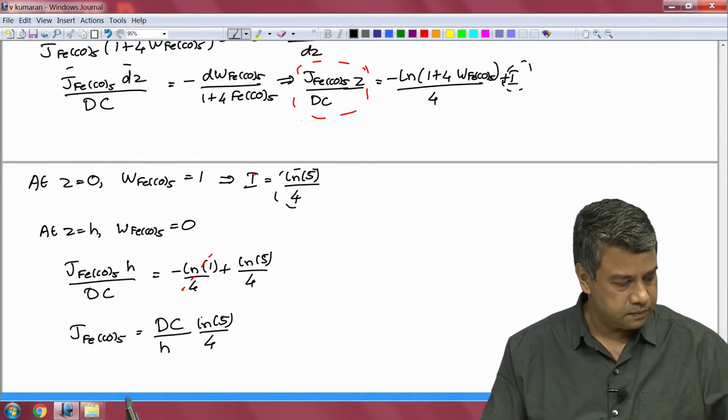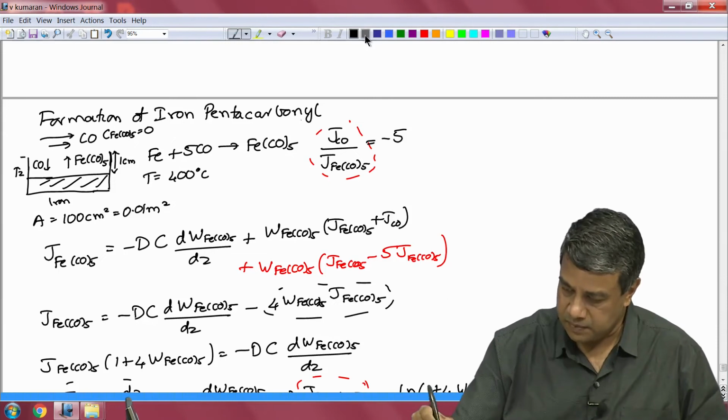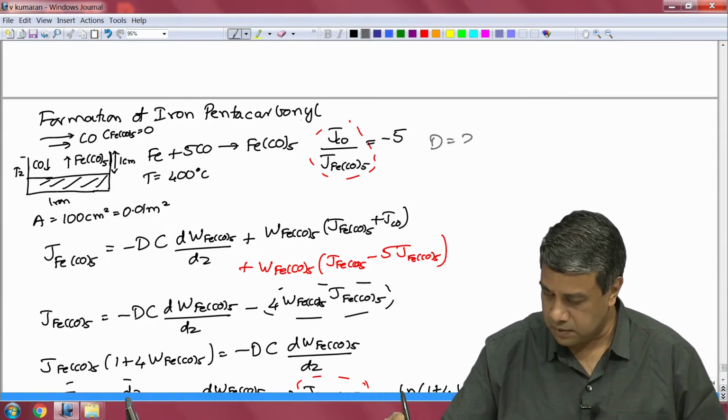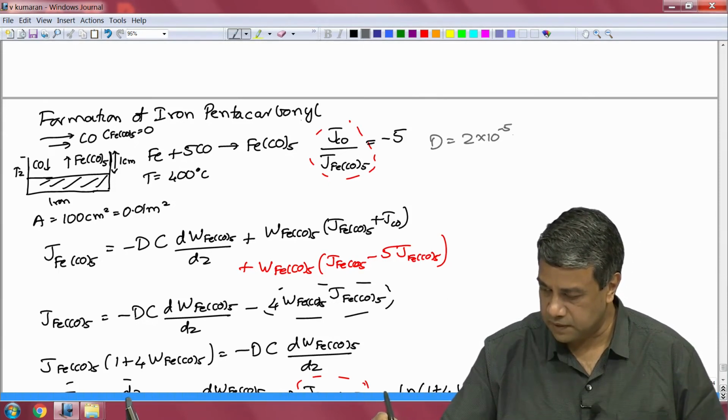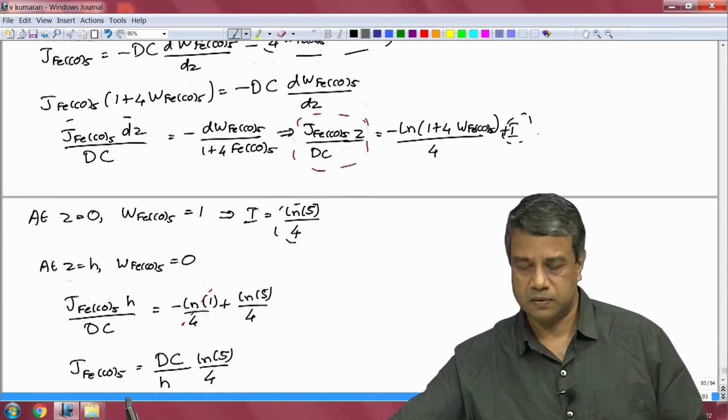Okay. And I forgot to mention here the diffusion coefficient of iron pentacarbonyl was equal to 2 into 10 power minus 5 meter square per second. Okay. That was the given value.